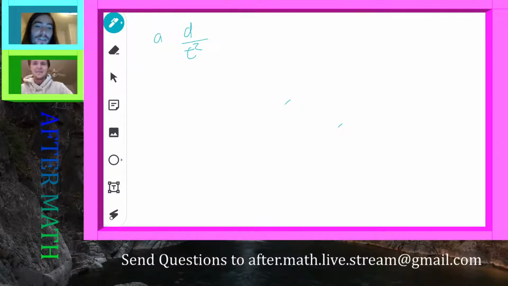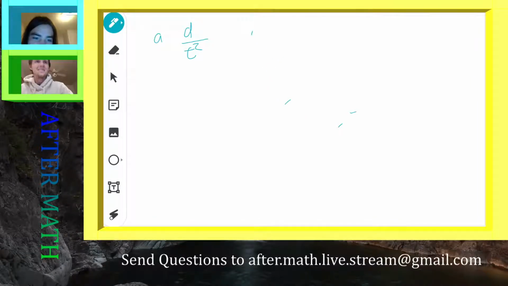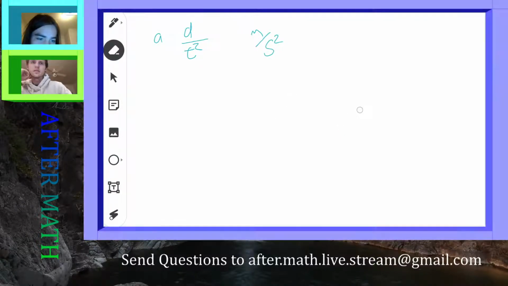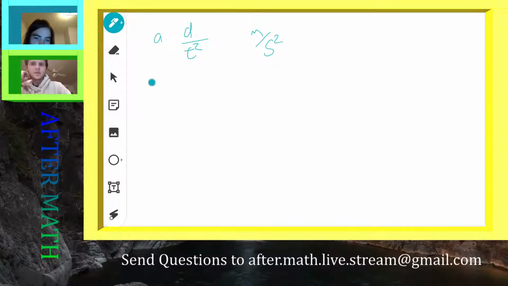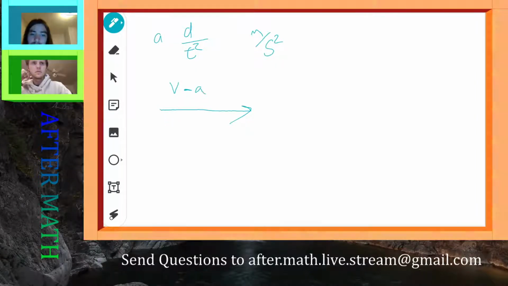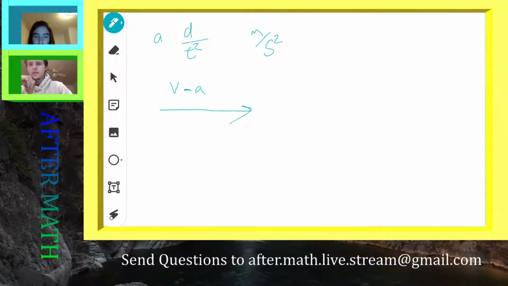And so anyways, we got a distance divided by a time squared. Normally in physics, this is going to be in meters divided by seconds squared. And the acceleration is how quickly your velocity is changing. So if you've got a car that's traveling this direction, it's going to have a velocity associated with that v. But if it's slowing down, you're going to have this minus a term, and so it's going to get slower and slower.